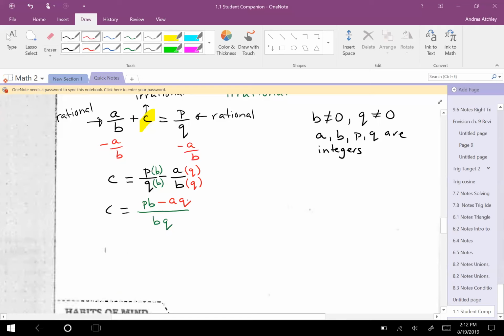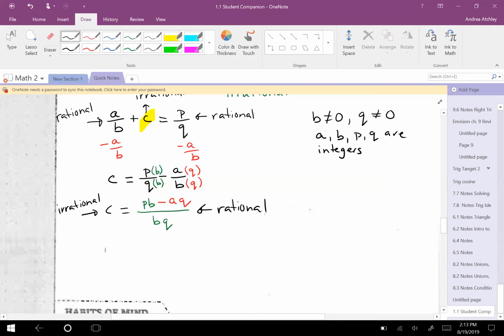Okay, so now let's review. Once I do this, C still is irrational. Here I had two fractions that were rational. When I added them, if I add two things that are rational, do they stay rational? Yes, right? 5 plus 7 is 12. That's a rational number, okay? So this is still rational.